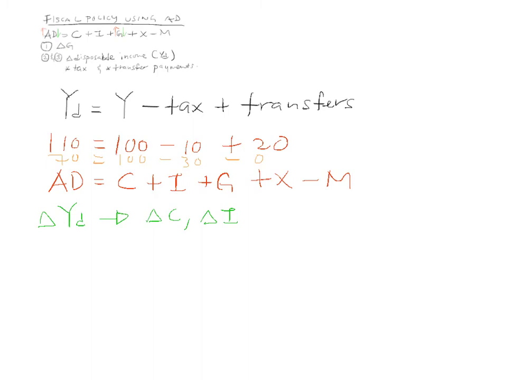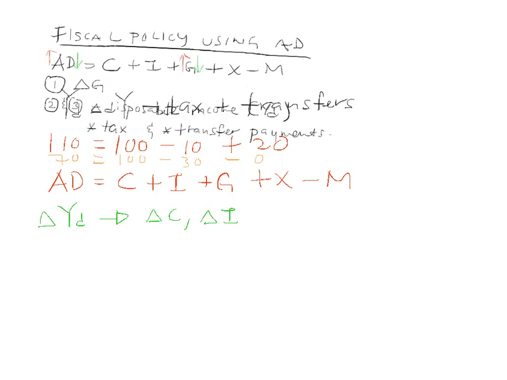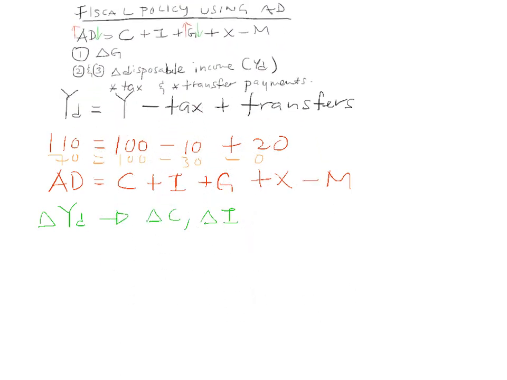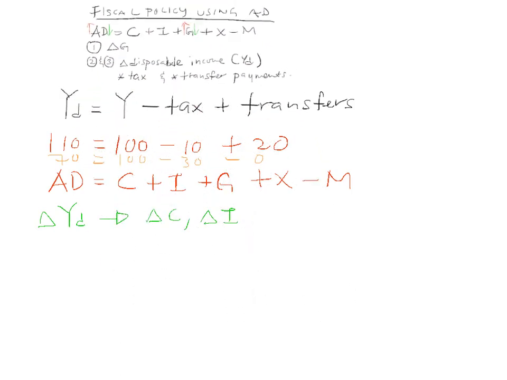Okay, so there are three ways in which fiscal policy using aggregate demand can make a difference. One is to change government spending. If you increase government spending, you shift aggregate demand outwards. If you decrease government spending, you shift aggregate demand inwards, or you can play around with disposable income. That will also lead to a change in aggregate demand via a change in consumption or investment.